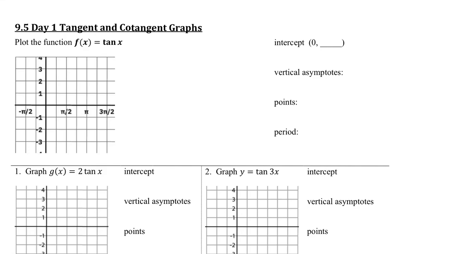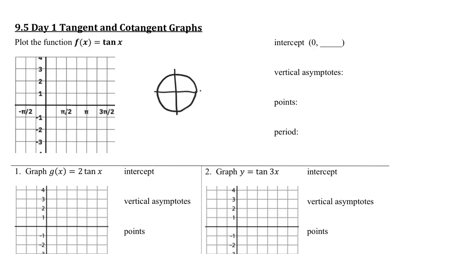9.5 day 1, we're going to graph tangent and cotangent graphs. So for the first one, we're going to graph the parent function for tangent x. So f of x equals tangent x. We're going to go ahead and use this circle. We're going to start with the corners because they're easiest, and then we'll see if that gets us anywhere.